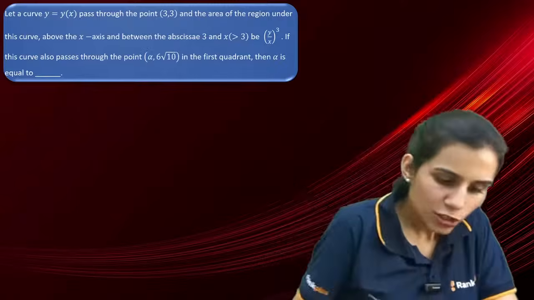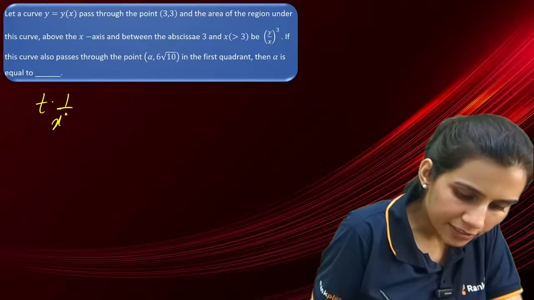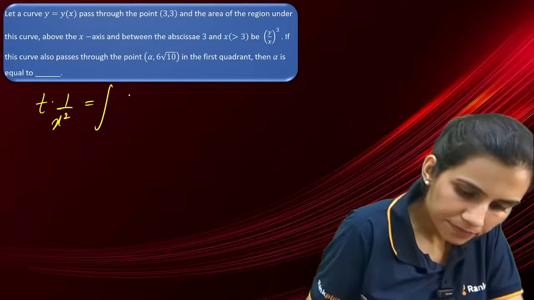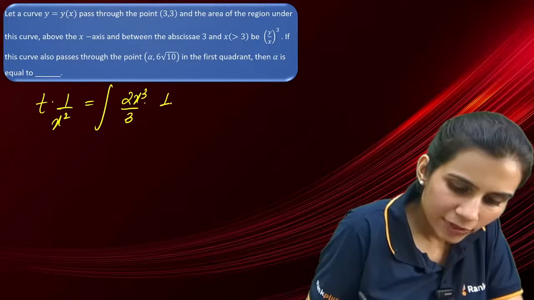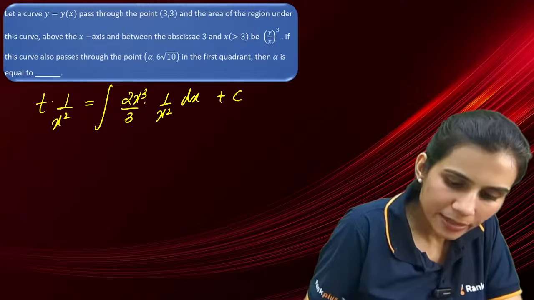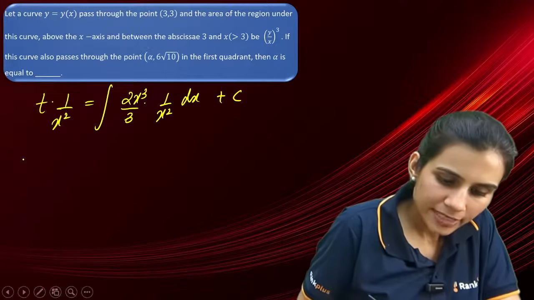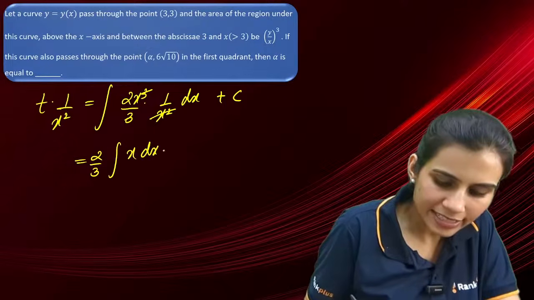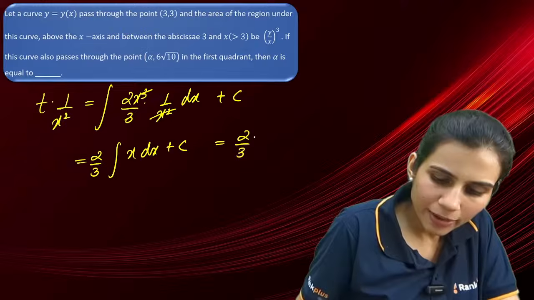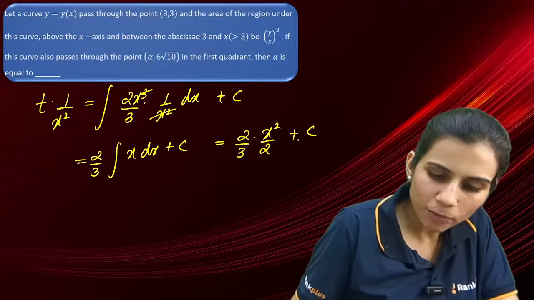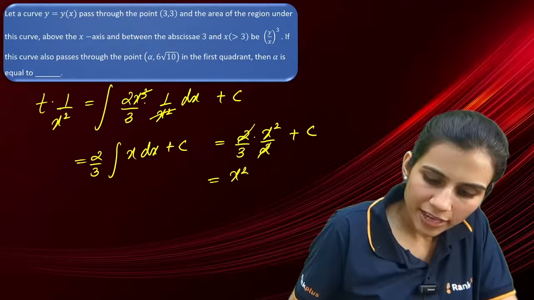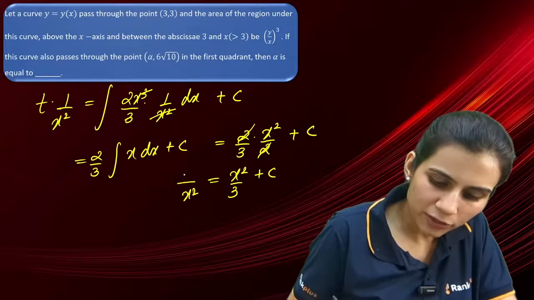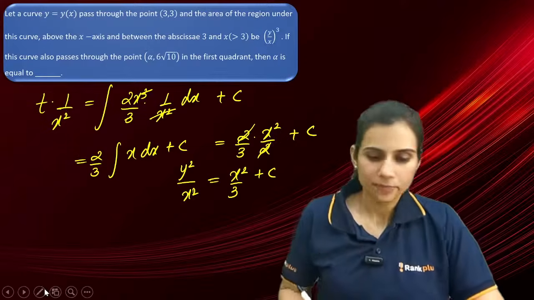Is this cool? So t into integrating factor is integration of q. Q is what? 2x cube by 3, into integrating factor dx plus c. Yes, so x square, this cancels out. So 2 by 3 integration x dx. So you are getting 2 by 3 into x square by 2 plus c. This cancels out. You have x square by 3 plus c. This is 1 by x square. And t was nothing but y square. So y square by x square.